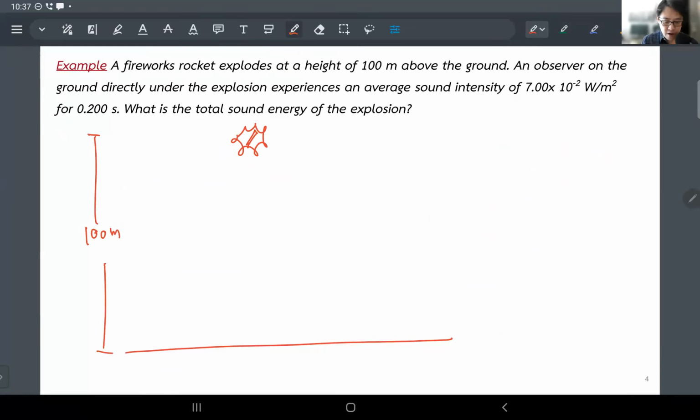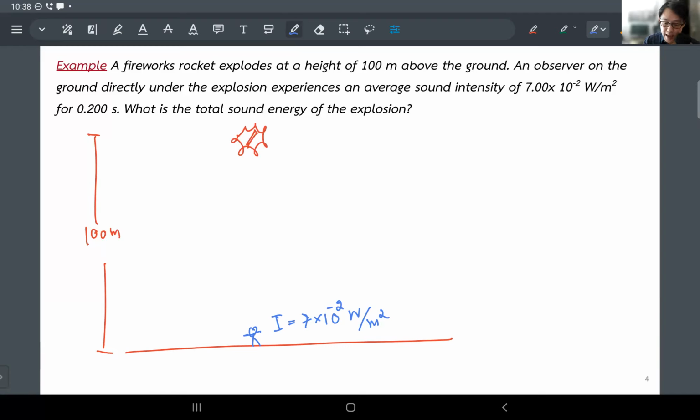Now, an observer on the ground directly underneath that explosion experiences an average sound intensity. So there's a guy here underneath, and he hears the sound with the intensity of 7 times 10 to the negative 2, sorry, watt per square meter. You look at the units, guys. Is it good? Yeah, the unit is watt. Watt is power. Area is meters squared. So that's good. That is the unit of intensity.